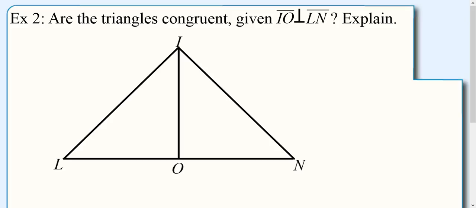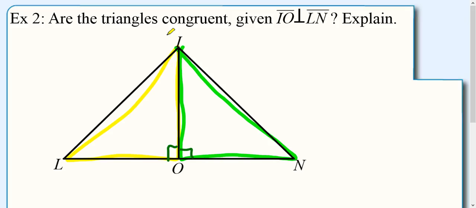Are the triangles congruent given IO is perpendicular to LN? IO and LN are perpendicular, which makes right angles. We're trying to show the two triangles are congruent. So let's highlight them again. We've got the yellow triangle and the green triangle.